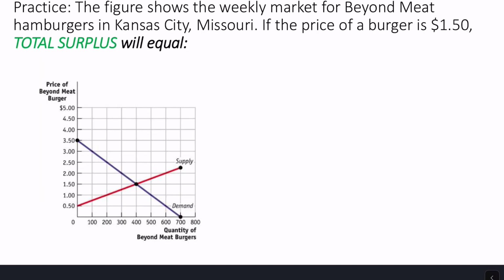Okay, on an exam, you get something that looks like this. Here's that graph of that Beyond Meat burger, supply and demand. And let's say that the price of a burger is going to be $1.50. So think supply demand equilibrium here. I want you to calculate that total surplus, total economic surplus for that entire market, given this graph. So once you pause here, take a few seconds to calculate that, and then I'll go through the answer.